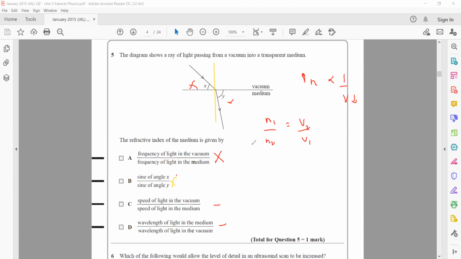So the refractive index of the vacuum we take as 1, and the refractive index of the medium is n, equal to speed in medium divided by speed in vacuum. So we need n; when we simplify, n is equal to speed in vacuum divided by speed in medium. So that's why C is the right answer. Why is D not the right answer? Because the medium is written in the numerator and vacuum in the denominator. When we convert this equation, v equals f lambda, the refractive index will be equal to wavelength in a vacuum divided by wavelength in a medium as well.